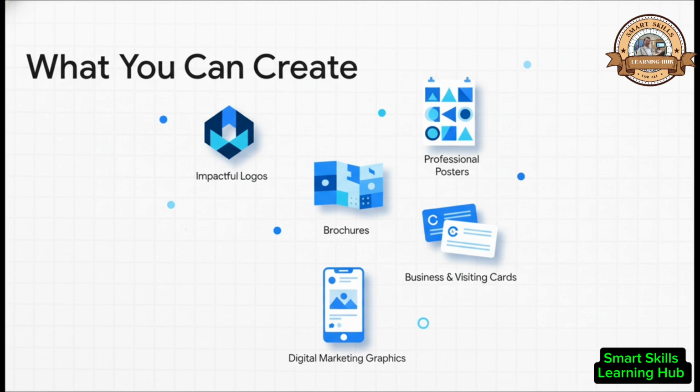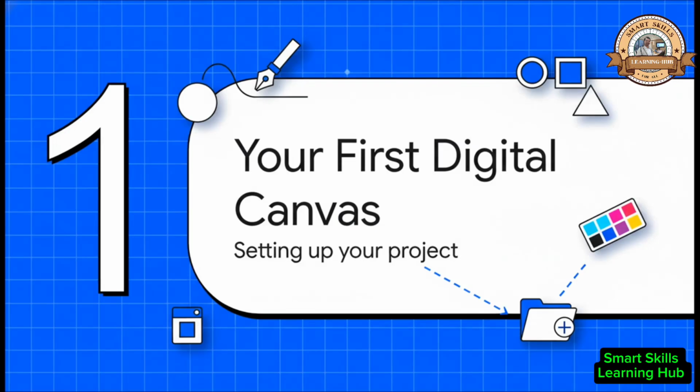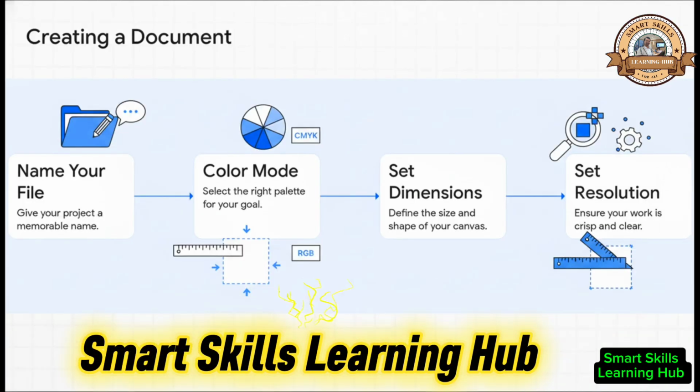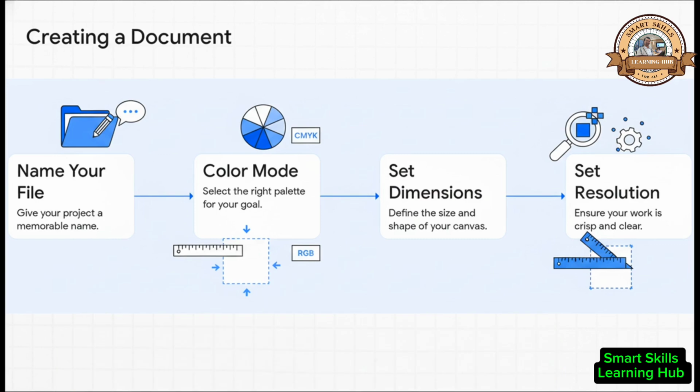Okay, let's dive into this. So before we can create anything, we need a canvas, right? Let's just walk through creating a new document. This is the very first step in any project, and getting it right is key. Okay, so the new document window has a lot of options, which can feel a little overwhelming. But honestly, these are the 4 crucial points to focus on when you're just starting out.